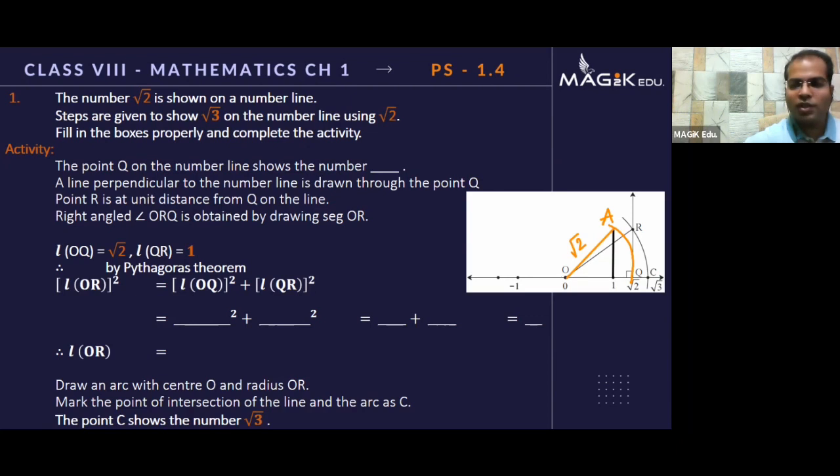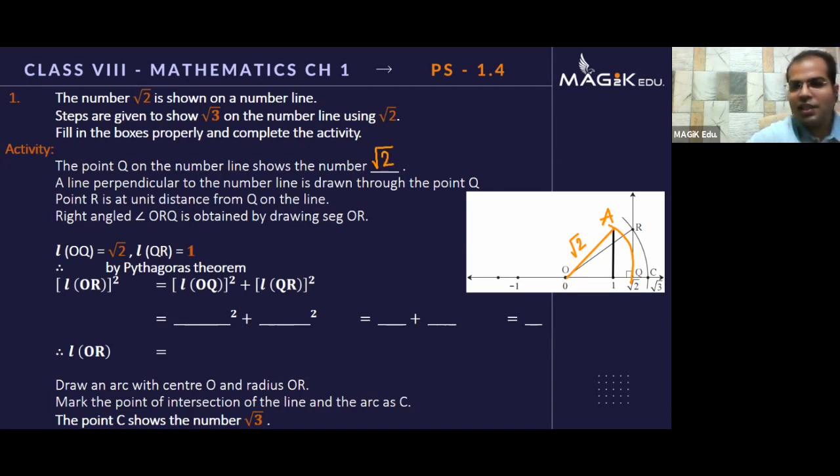So the process is same, √2 is one side of the right triangle and you have 1 unit of QR. आपके पास क्या है, 1 unit of QR. The point Q on the number line shows the number dash. आप और मैं ध्यान से देख सकते हैं, it shows √2. The first fill up is covered.